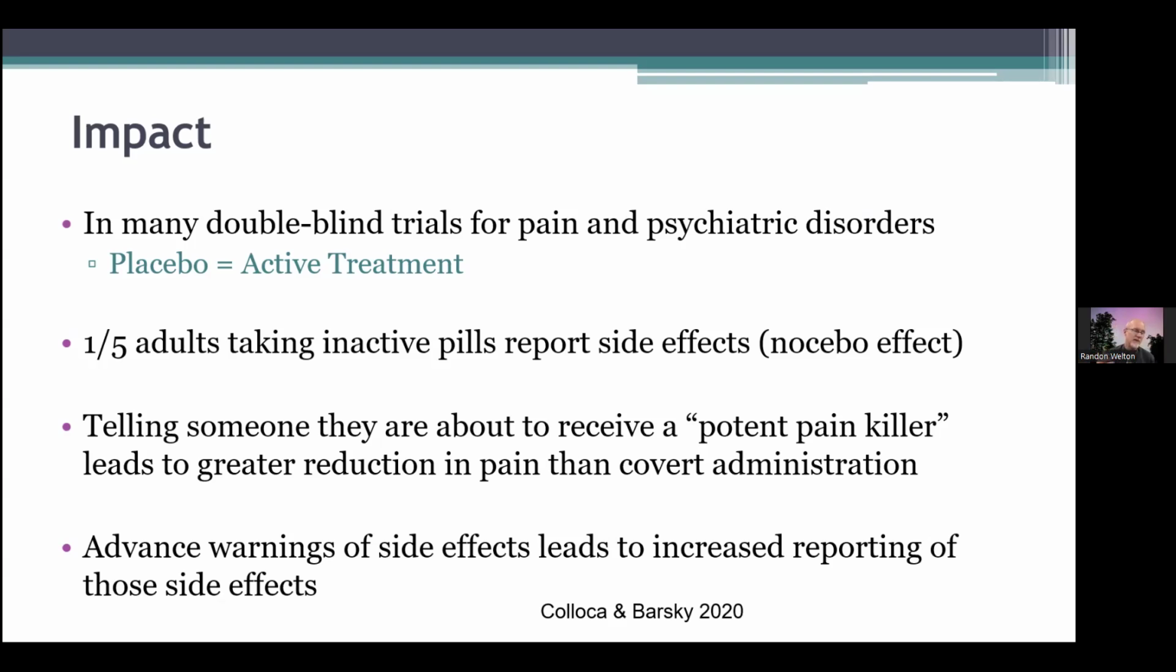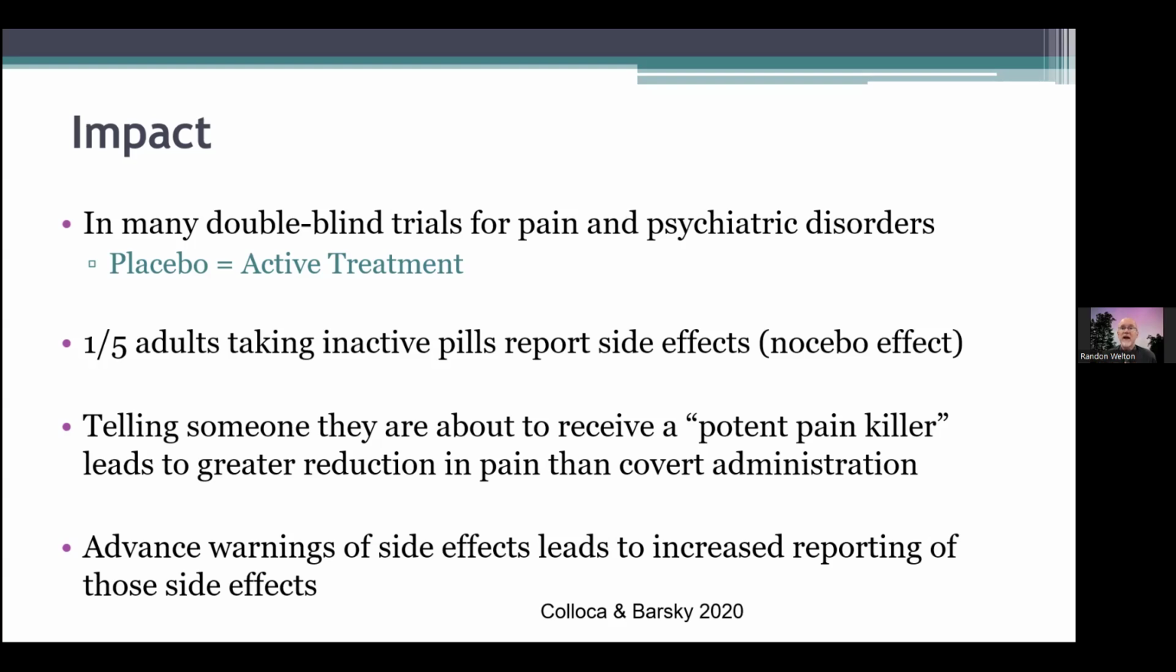Telling someone that you're about to give them a very, very potent painkiller: this is so strong, I'm not even sure I should give it to you. I'm not sure it's safe, but I'm going to try it. It's really, really powerful. That's going to lead to a greater reduction of pain than just saying, here's something that might help your pain, right? So the more you build it up, the more you create that idea in their head that they're going to have a positive effect, the more likely they are to have a positive effect.